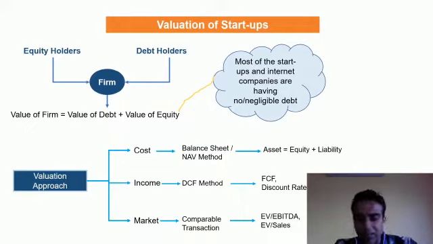Okay, so now income method. Income method involves certain terms. One is discount rate. So what is discount rate? Discount rate is the rate of the return that investors expect.